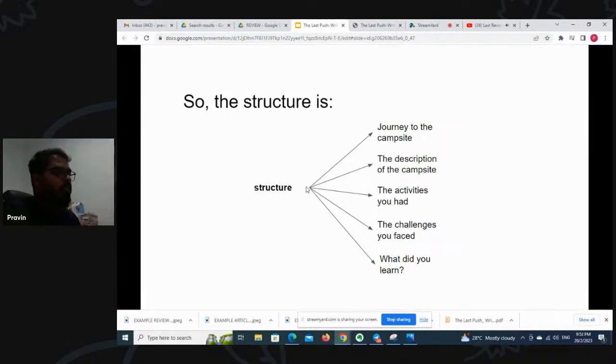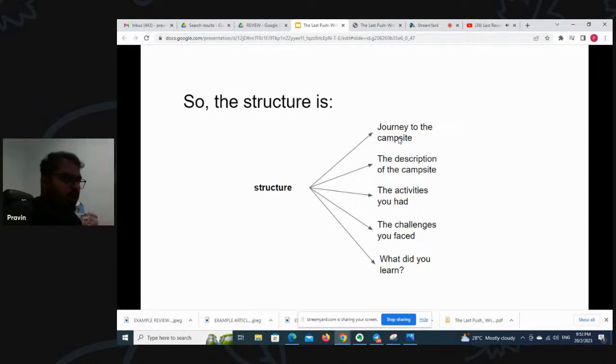Okay, first, structure dia, first, journey to the campsite. Okay, how you go to the campsite, apa journey dia? Okay, we go on the bus, we went at 7:30, all of our friends gathered at the school hall. We checked our things, then we boarded the bus. And then the bus journey to the campsite was 3 hours.